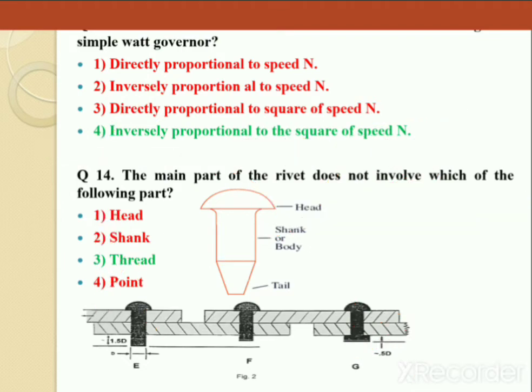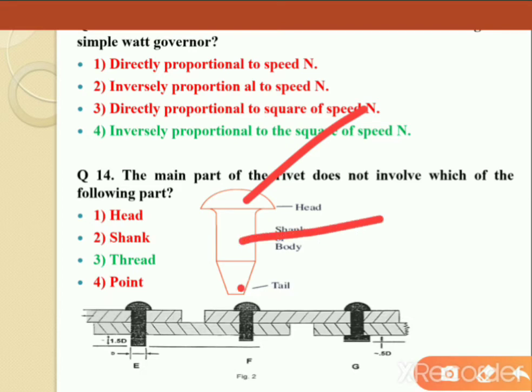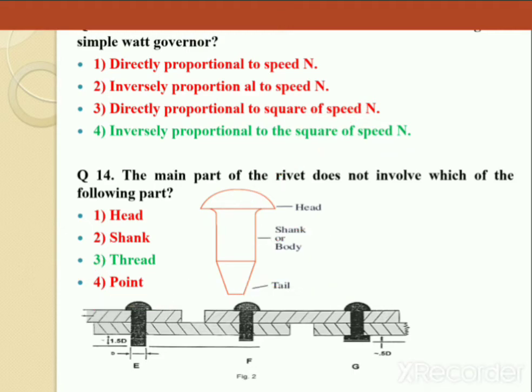So let's come to question 14. The main part of the lever does not involve which of the following parts? As you can see, it has head, shank and tail, and a point about the pivot point. So only option 3, thread, does not exist here. So option 3 will be the correct answer for that question.